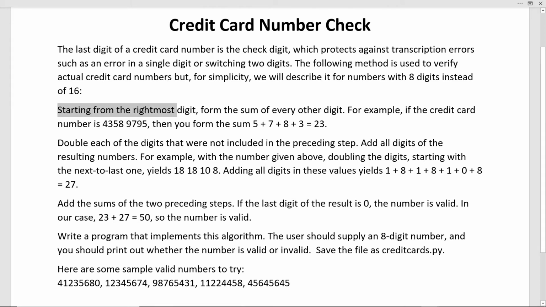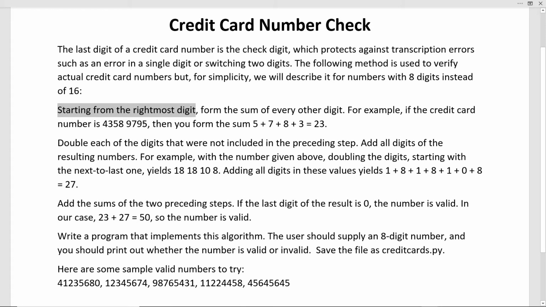The reason you start from the rightmost is that some credit cards are not always 16 digits. Some have 15 digits, like American Express, for example. So you want to write a program that works for every credit card. If you start from left to right, you may get an incorrect answer.